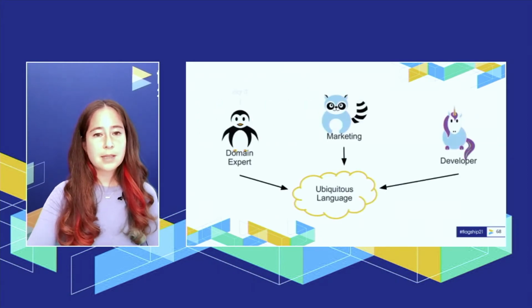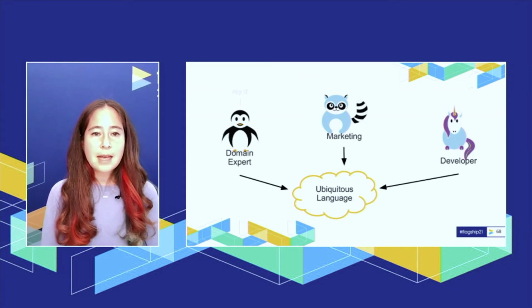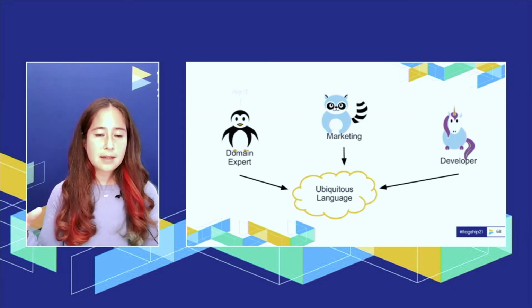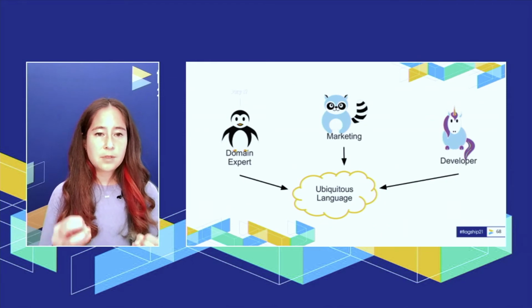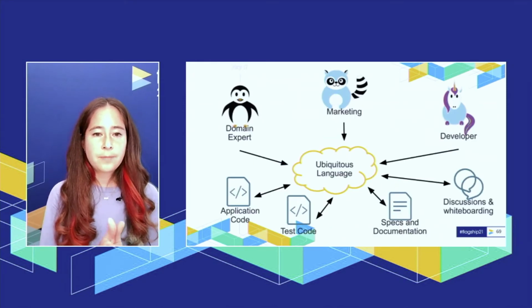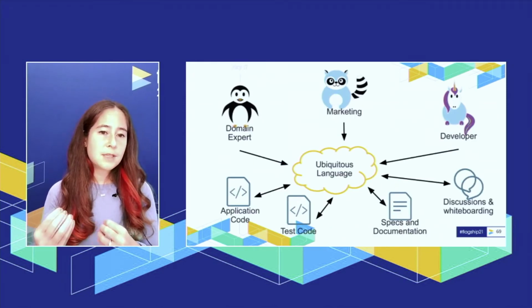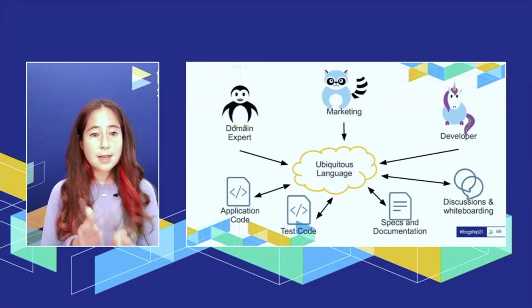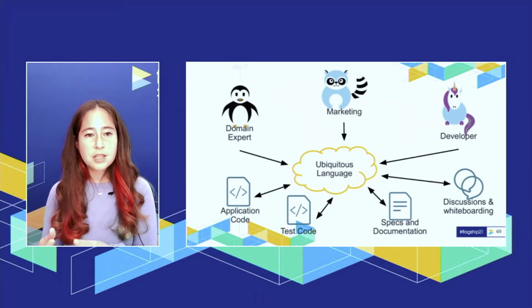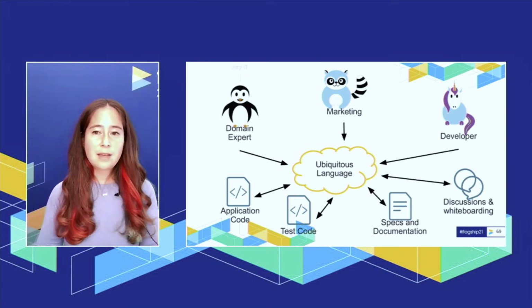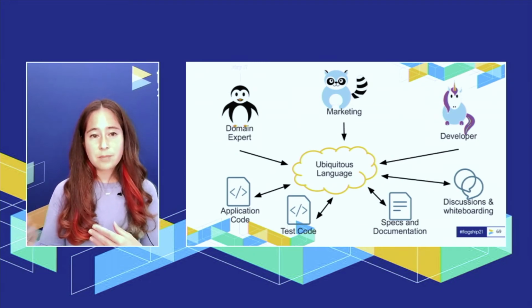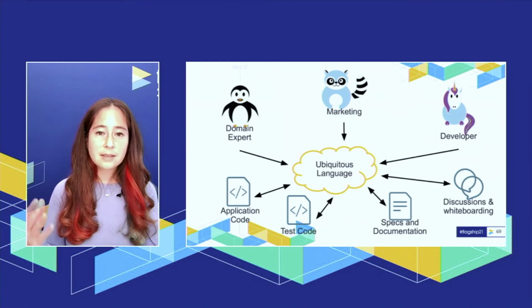Next, we have ubiquitous language. So ubiquitous language kind of goes back to that cross-team collaboration idea. The idea here is that everybody working on the same domain should be speaking the same language. This means that we're using the same terms in our actual application code, in our test code, in our specs and documentation, in our whiteboard discussions, in our marketing materials. It really should be all over the place. It's possible that your external documentation might be a little different than internal, but ideally they would be the same.